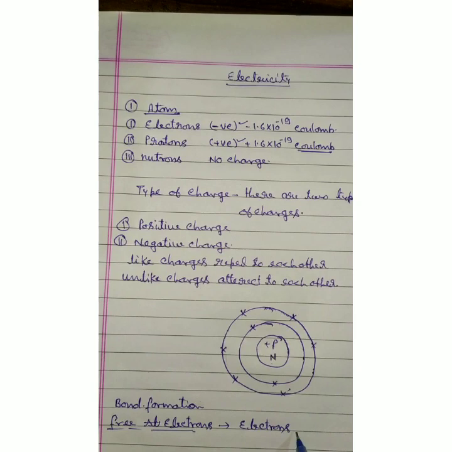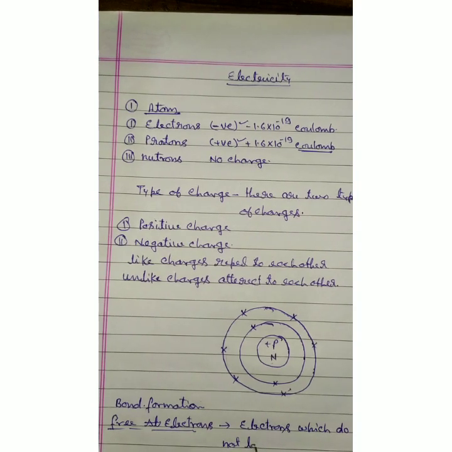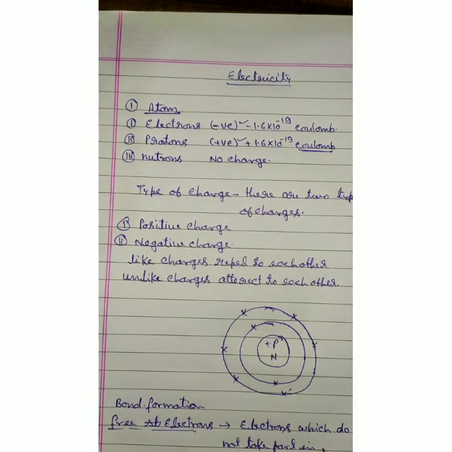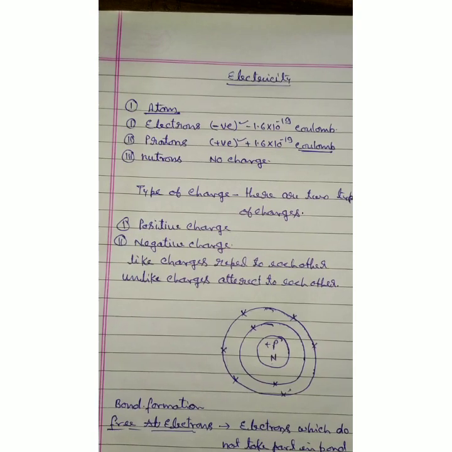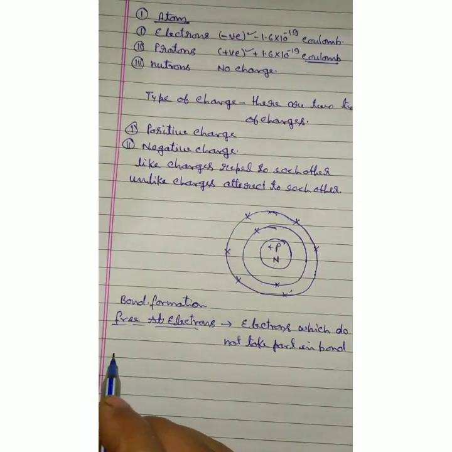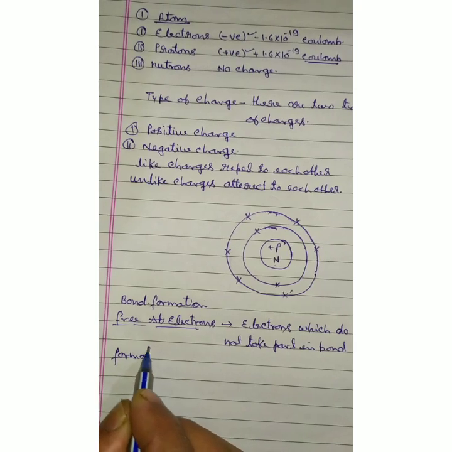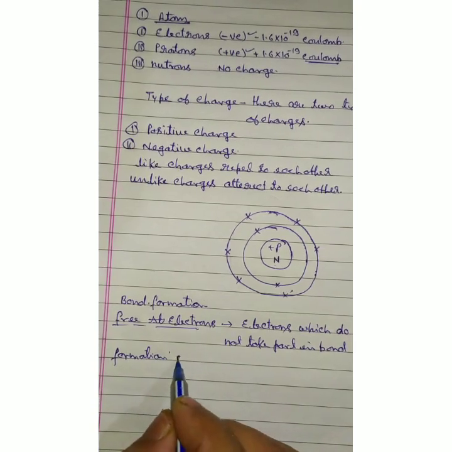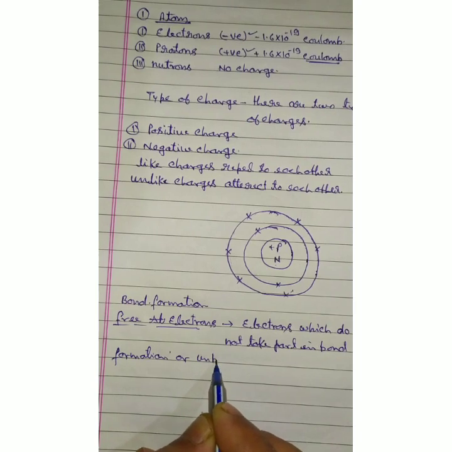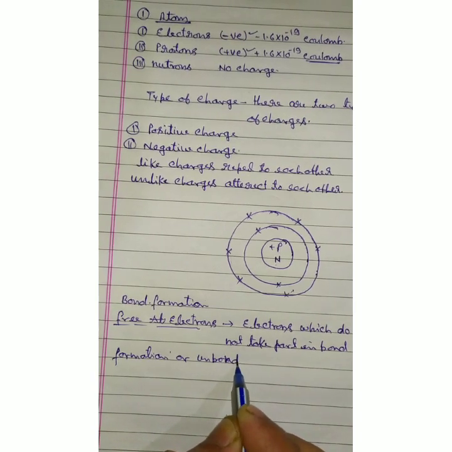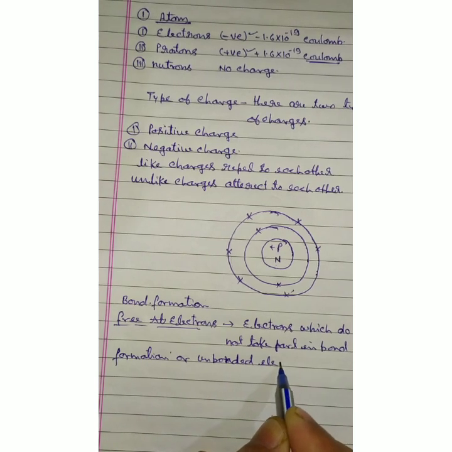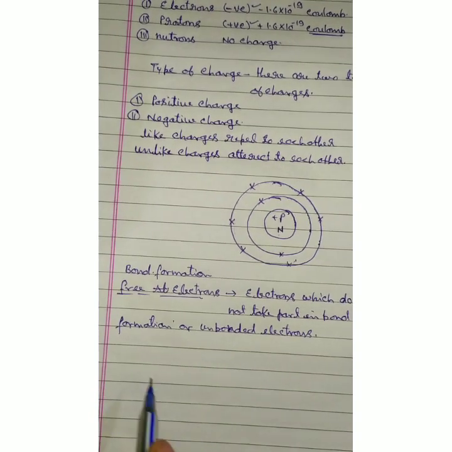Electrons which do not take part in bond formation, or unbonded electrons. Unbonded electrons are called free electrons.